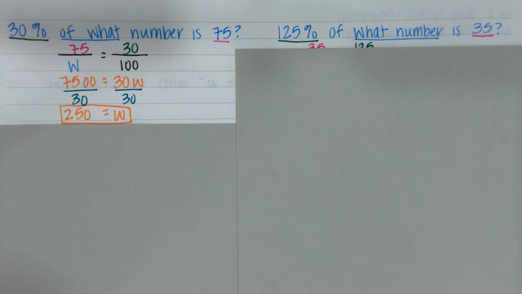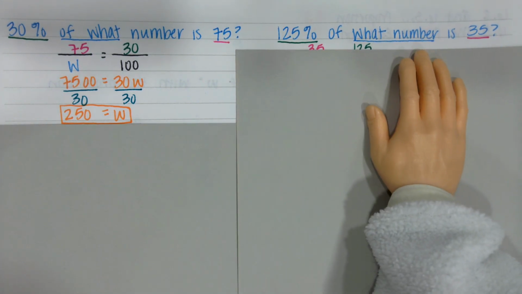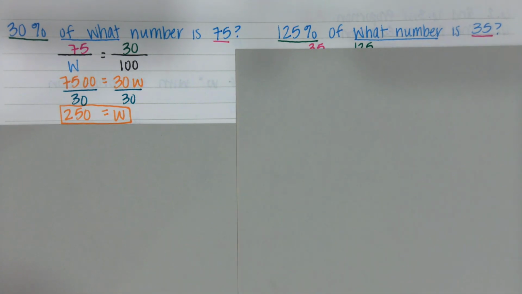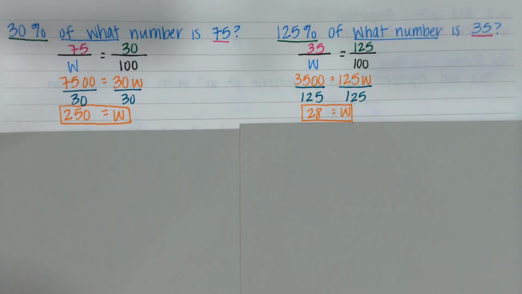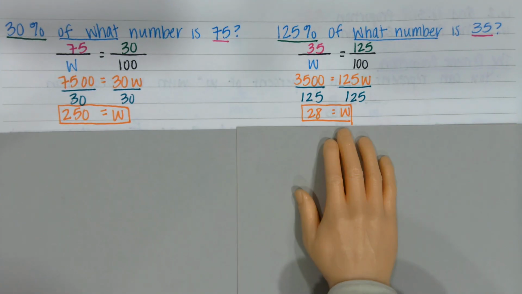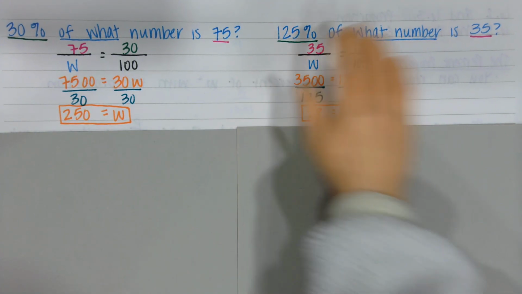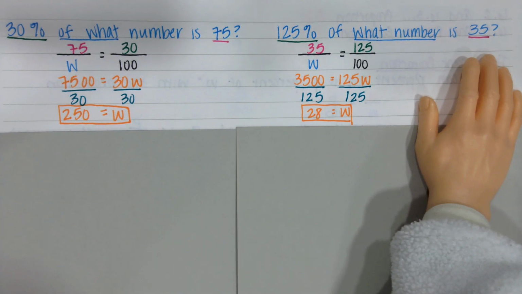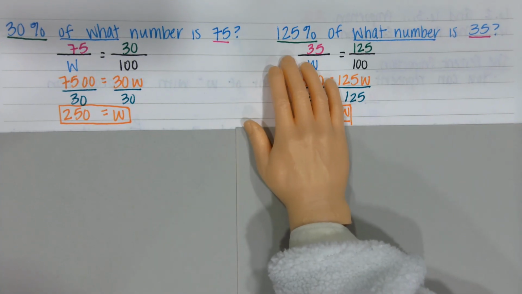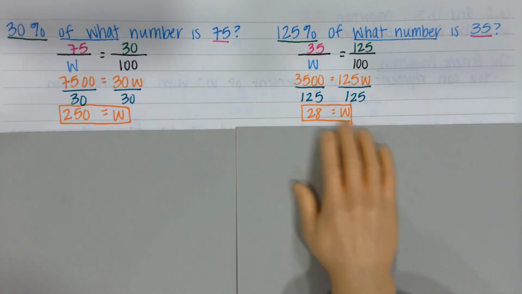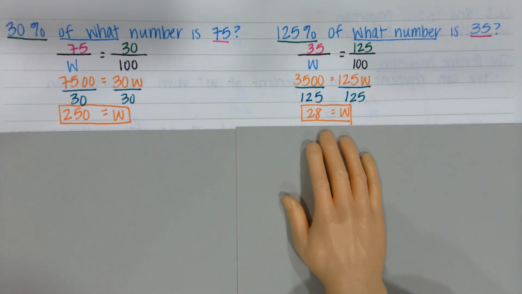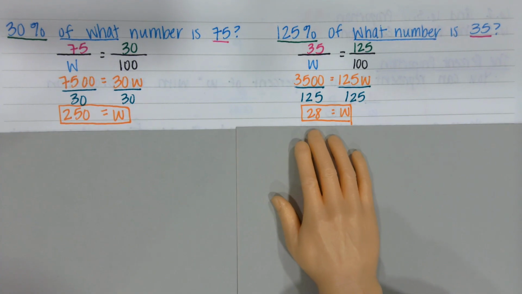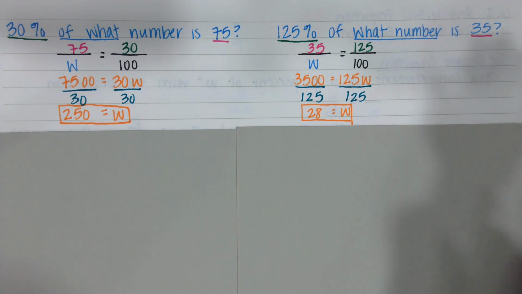Here I have 125% of what number is 35. Plugging in what we know, cross multiply and solve for W, we would say 125% of 28 is 35. So that makes sense because 125% means we have all of it and then a quarter more. So if I have all of 28 and add a quarter of that onto it, a quarter of 28 is 7. So 28 plus 7 is 35.